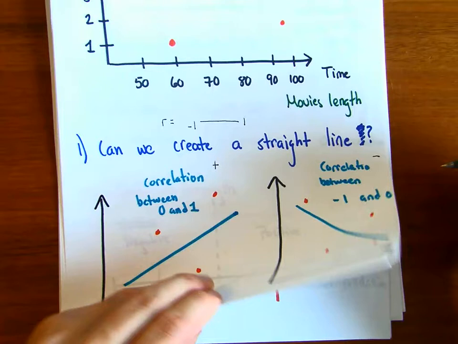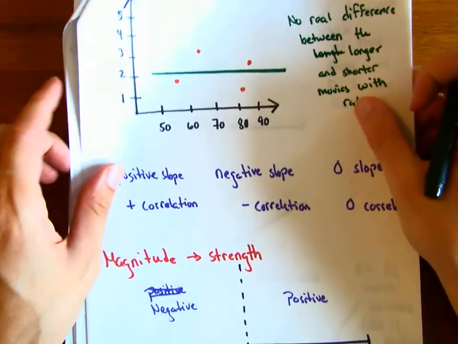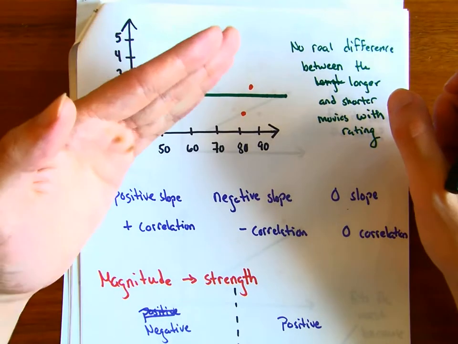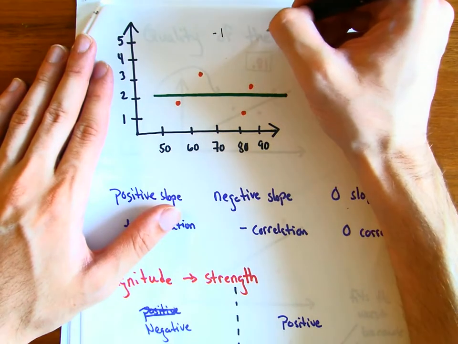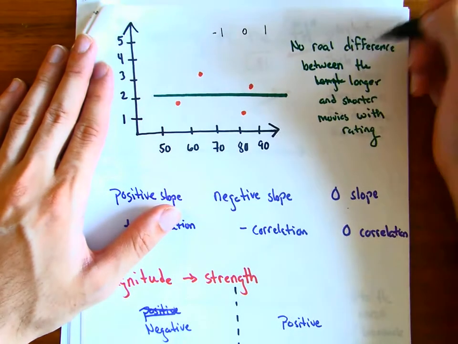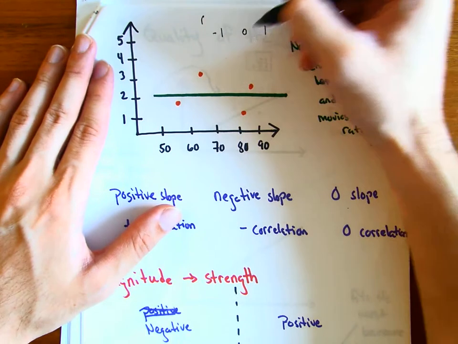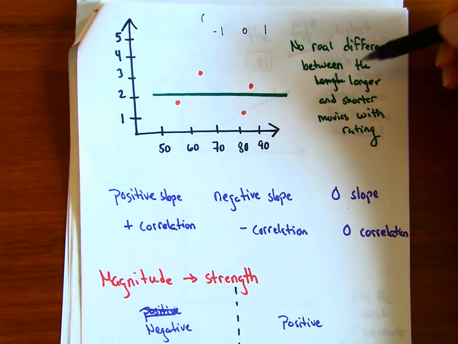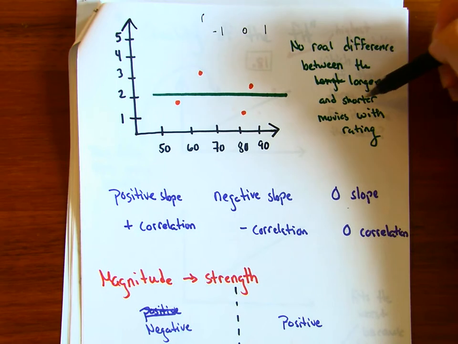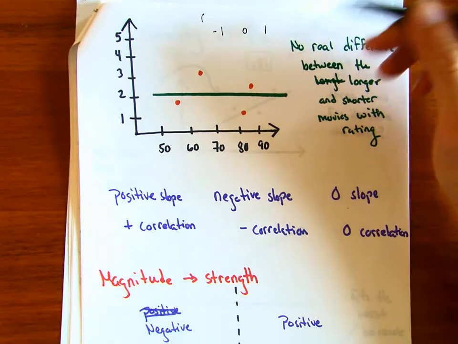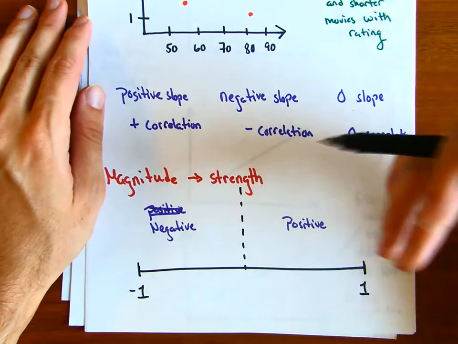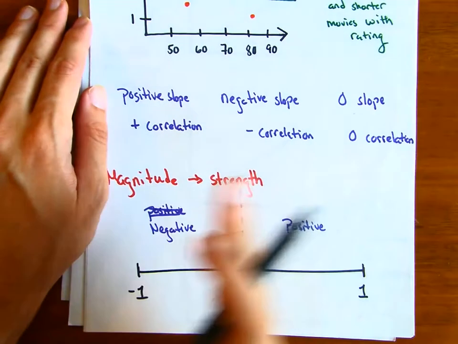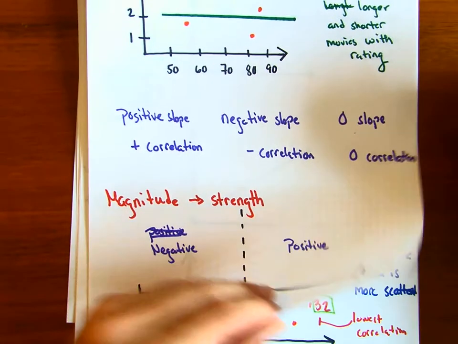Okay? So you could get other examples where the line that best fits doesn't have a positive or negative slope. You could also have an R value that's equal to 0, and this states that there's no real difference between the longer and shorter movies within this rating. Just to recap, the value of R is between 1 and -1. You have positive and negative correlations.